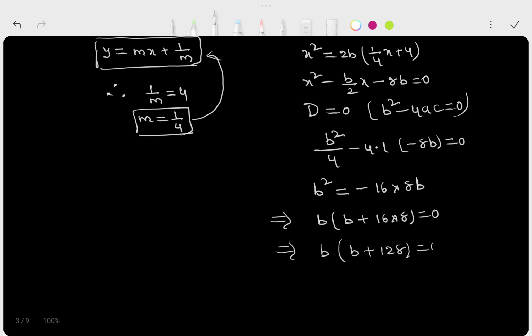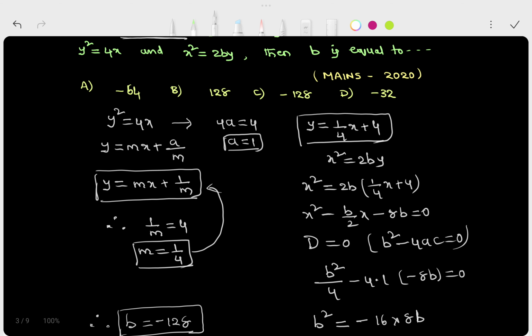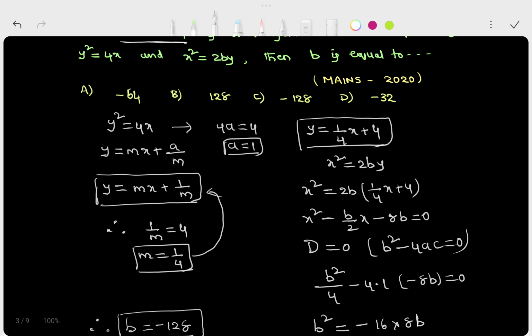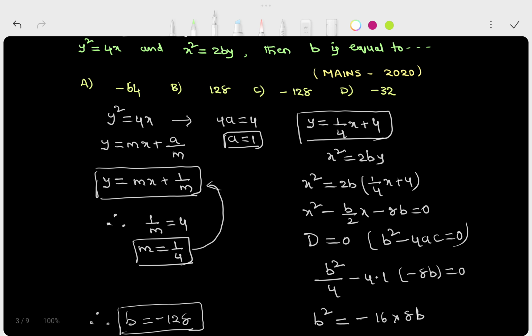Now the b value is not equal to 0, and therefore b plus 128 is equal to 0. Therefore, b is equal to minus 128. So according to the question, if the line is a common tangent to both parabolas, y square is equal to 4x and x square is equal to 2by, then you get b as minus 128. So your right option is C.